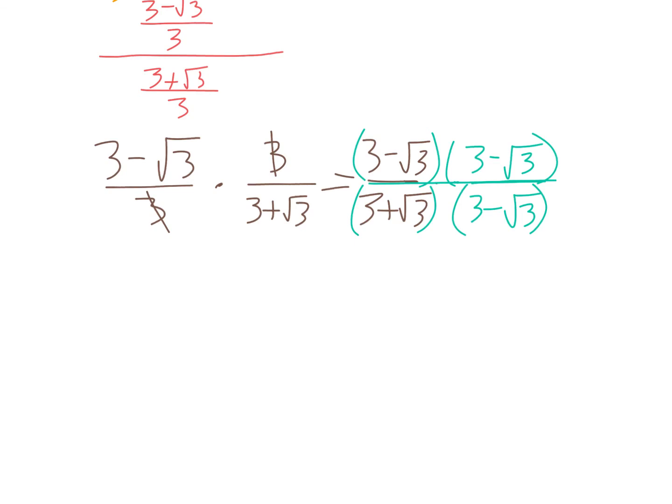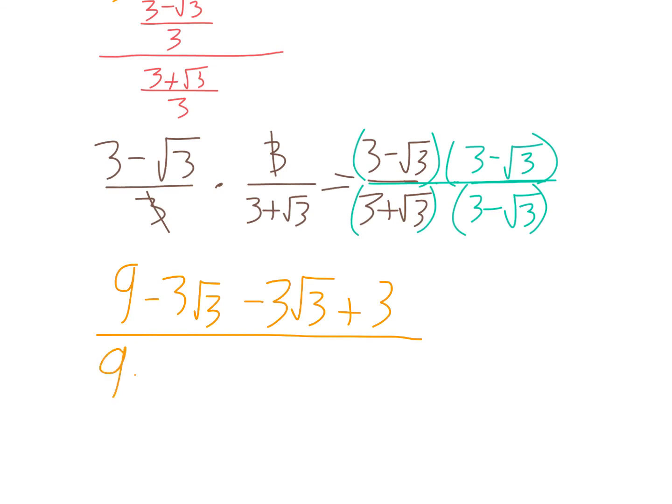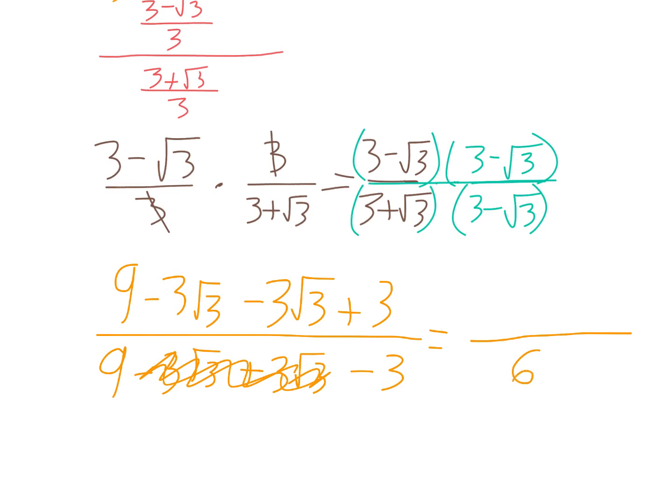Once we FOIL them out, we'll end up with the following fraction. In the numerator, we'll get 9 minus 3 root 3 minus 3 root 3 plus 3. In the denominator, we'll get 9 minus 3 root 3 plus 3 root 3 minus 3. Such that when we simplify, in the denominator, we have our middle terms canceled out because the negative and the positive will cancel out. And we'll be left with 9 minus 3, which puts us at 6. In the numerator, we have 9 plus 3, so that'll give us 12. Then we'll have minus 6 root 3.